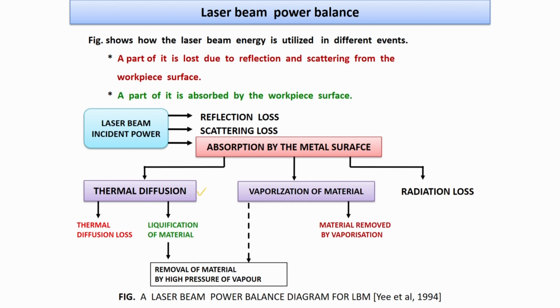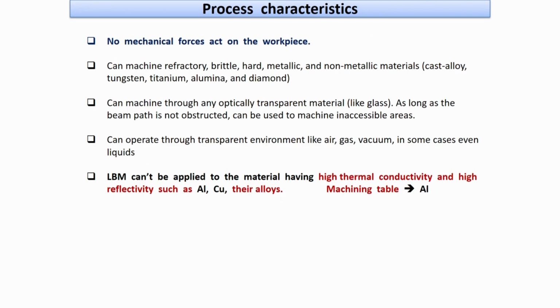So absorption by the metal surface, there is a radiation loss also. Whatever diffused thermal heat is used for melting and vaporization of the workpiece material, these two things help in removal of the material by a high pressure of vapor. Process characteristics: no mechanical forces are acting on the workpiece surface.